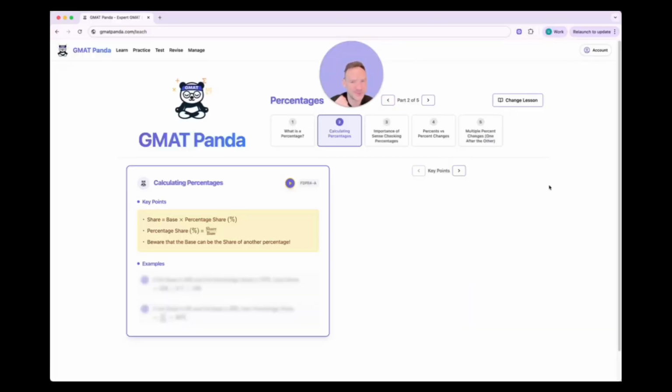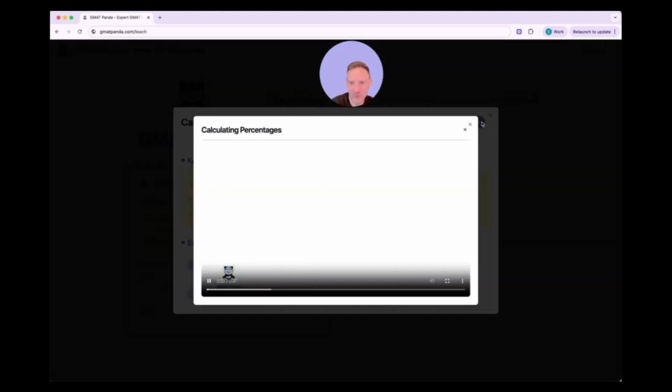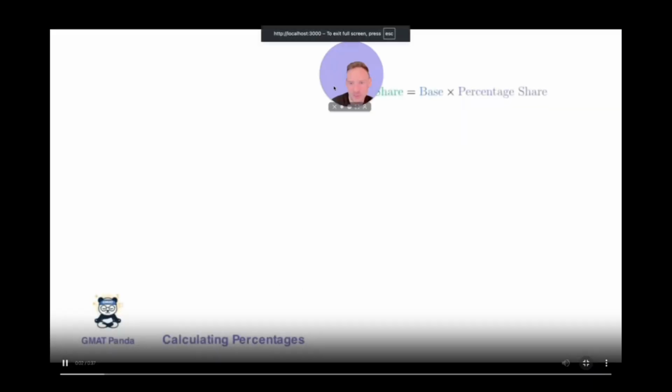Okay, so what happens when the percentage that we're calculating is a percentage of something that's not 1? So at GMAT Panda, what we call that thing that we're splitting is the base of the percentage. And percentages tend to be very sneaky in the GMAT for many reasons. One big mistake that people make is that they get confused between the share, the base, and the percentage share. Now, let's see a little video to explain that in a bit more detail.